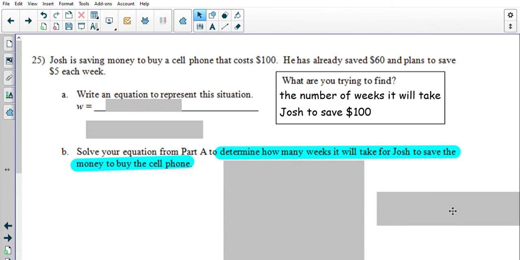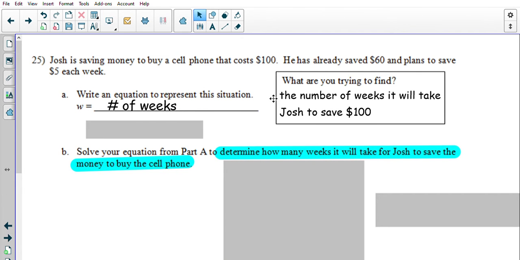Well, the number of weeks it will take Josh to save $100 for our really cheap cell phone. I know in real life that's probably more like $799.99 or $999.99, but I wanted to make the numbers pretty easy for you. So let's define our variable to represent that. W is going to represent the number of weeks.